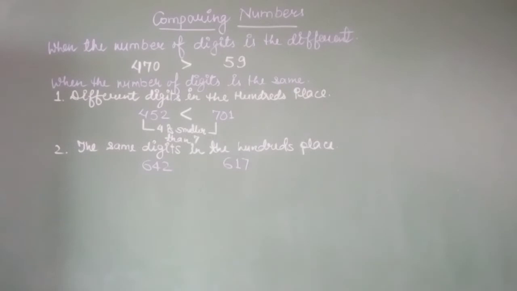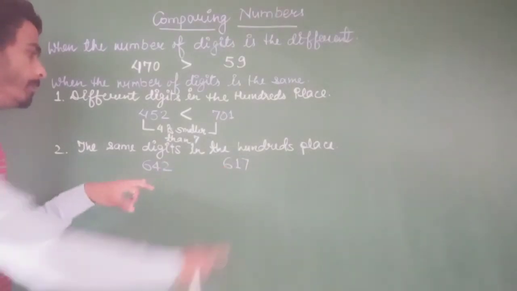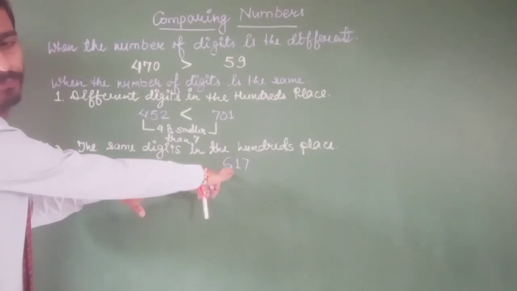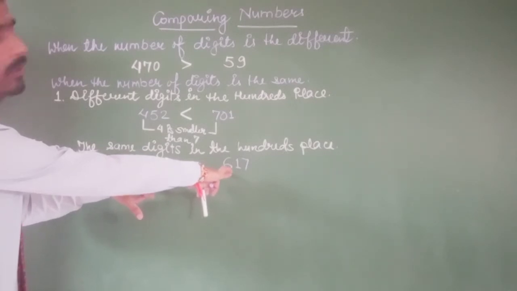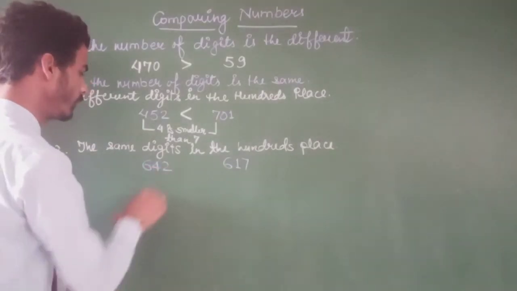So compare the digits in the tens places. You can see here that when we compare the hundreds places, the digits in the hundreds places are the same. So compare the digits in the tens places. So 4 is greater than 1.